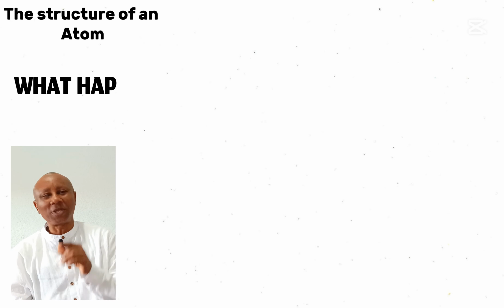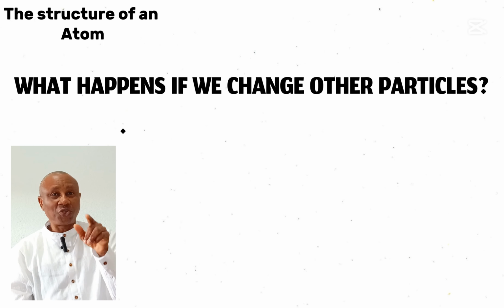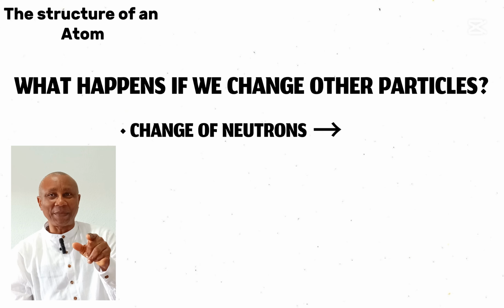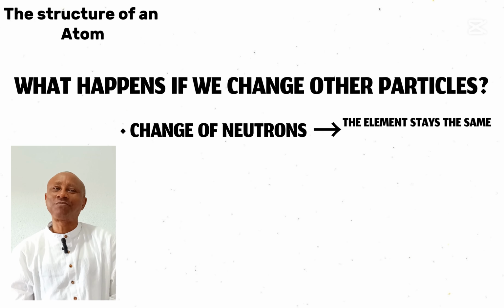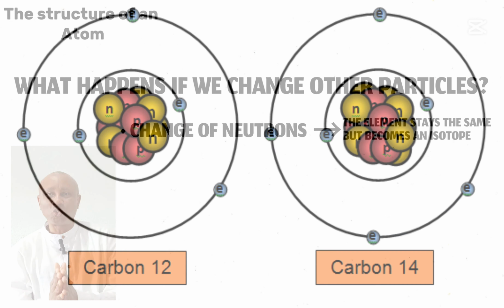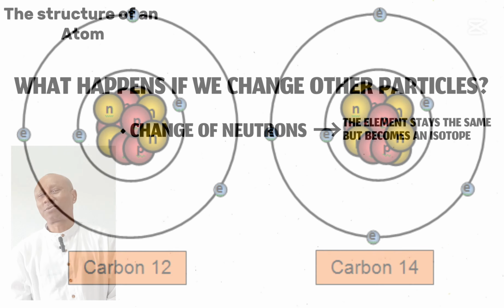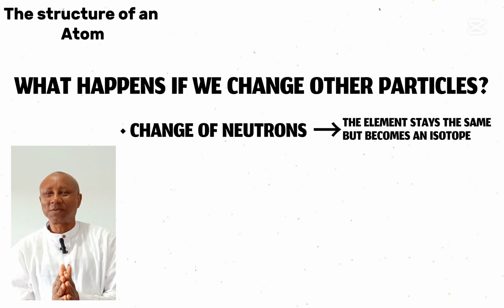Now, let's see what happens if we change the number of neutrons, the number of electrons, and the number of protons. What happens? If we change the number of neutrons of an element, the element stays the same, but becomes an isotope. Example, carbon-12 and carbon-14. Carbon-12 has 6 protons and 6 neutrons, but carbon-14 has 6 protons and 8 neutrons. It's the same element, but they are now isotopes.